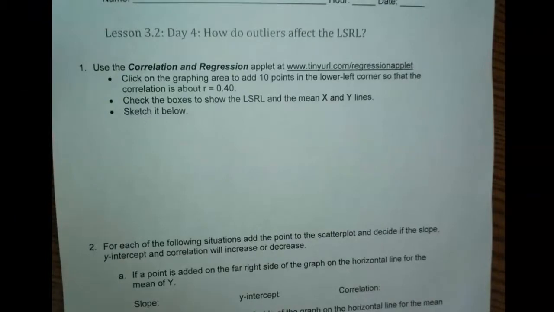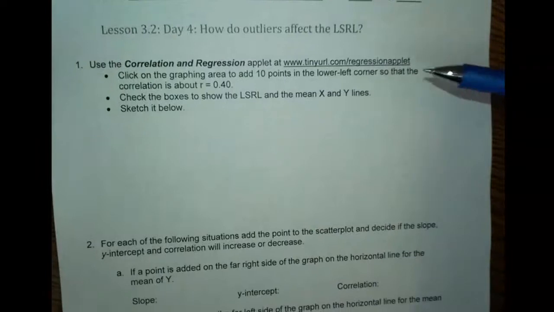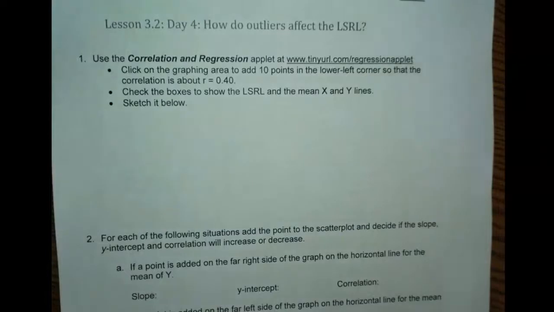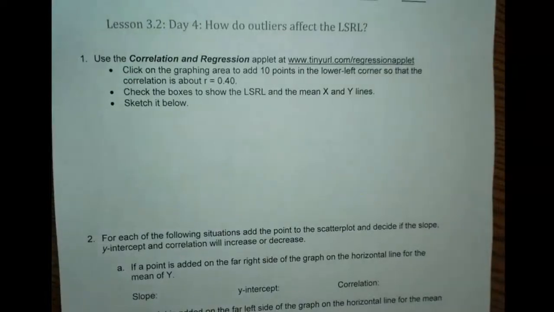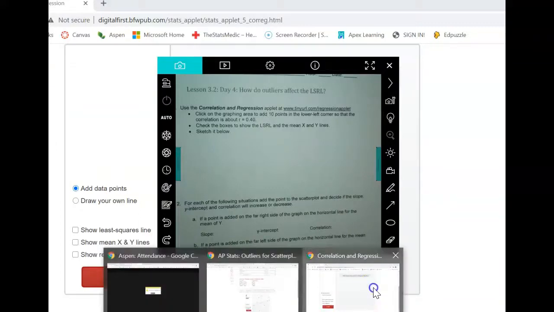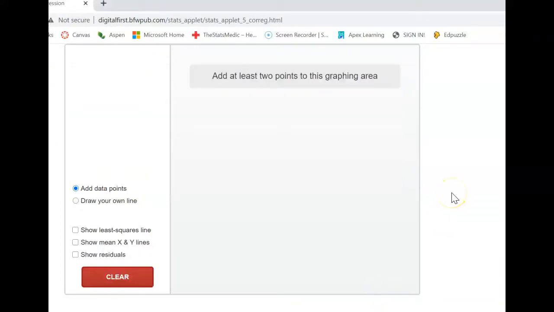Outliers affect the least square regression line. The first thing I would like you to do is there's a link in Canvas that will take you to this applet. So if you go to today's date in your module, follow the link for this so you can follow along. So what we're going to do is use our applet to go through our activity.